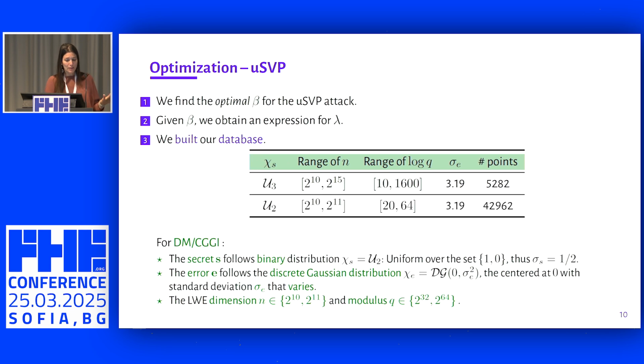Then we did the same for the binary secret distribution, because the GGSW-like schemes in general use a binary secret distribution. For this scheme, N and Q are quite fixed. Indeed, N is 2 to the 10 or 2 to the 11, and Q in general is 32 or 64-bit. But what varies is sigma E. And what I want to point out here is that in our database sigma E is 3.19, but then Beatrice will explain how we also have the formula for the other sigma.